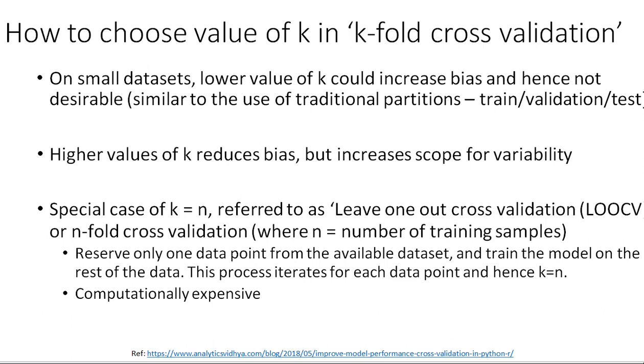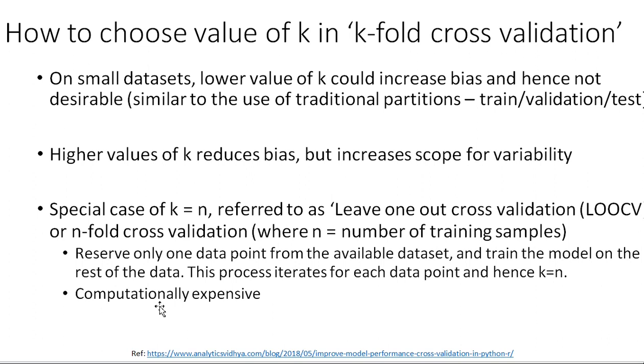Now, how can we choose the value of k in k-fold cross-validation? On small data sets, a lower value of k could increase bias and hence is not desirable. So we should not take the value of k as small. Higher values of k reduce bias but increase the scope of variance, so higher values of k are also not preferred. A special case is k equals n, referred to as leave-one-out cross-validation, or n-fold cross-validation, where n is the number of training points. Reserve only one point from the available data set and train the model on the rest of the data. This process iterates for each data point, hence k equals n, but this is computationally expensive.